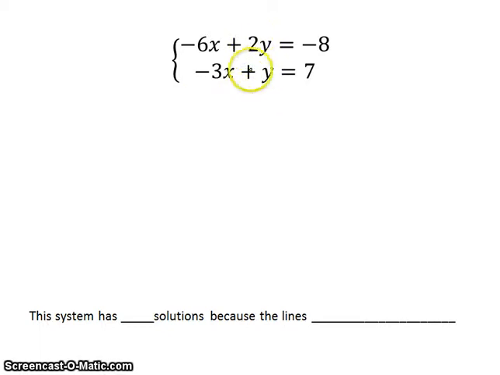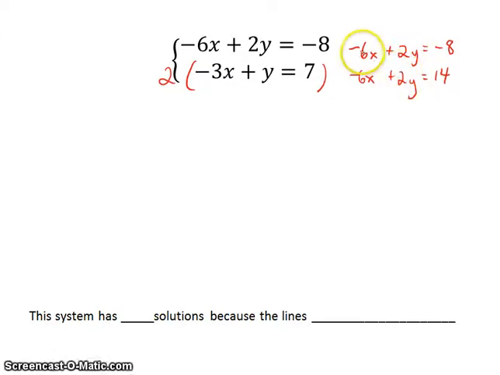Let's see here, we got a 2, so if I multiply the bottom equation by 2, I'll get 2y and a 2y. So I'm going to rewrite my bottom equation as negative 6x plus 2y equals 14. Now the top one I'm just going to rewrite the exact same way it was. Now I need to subtract them to cancel out my y's.